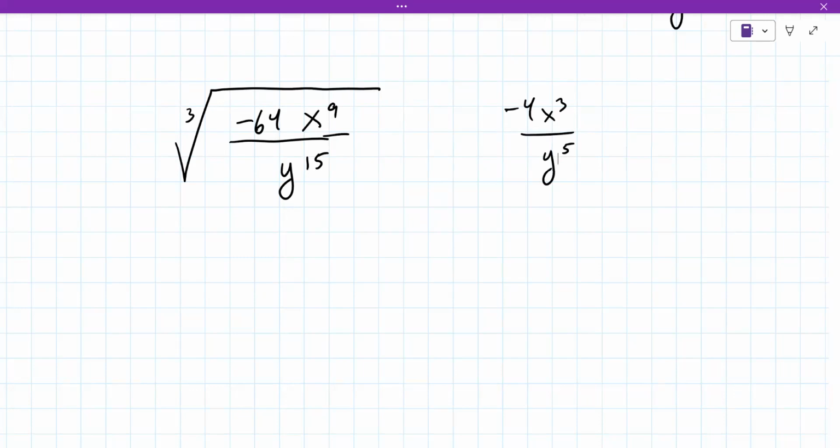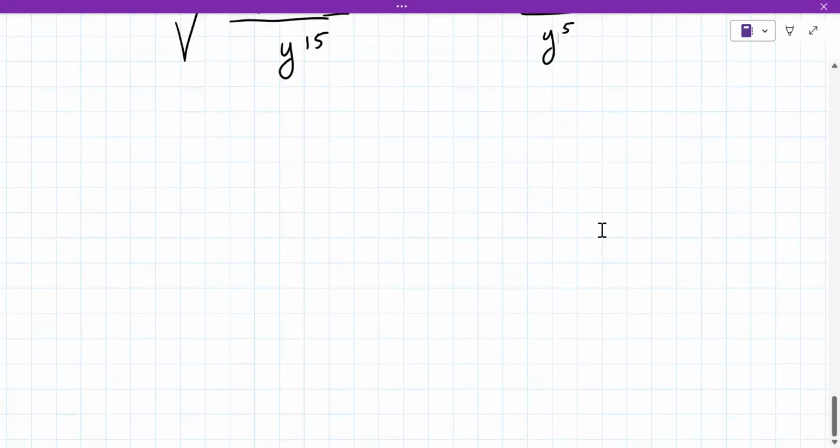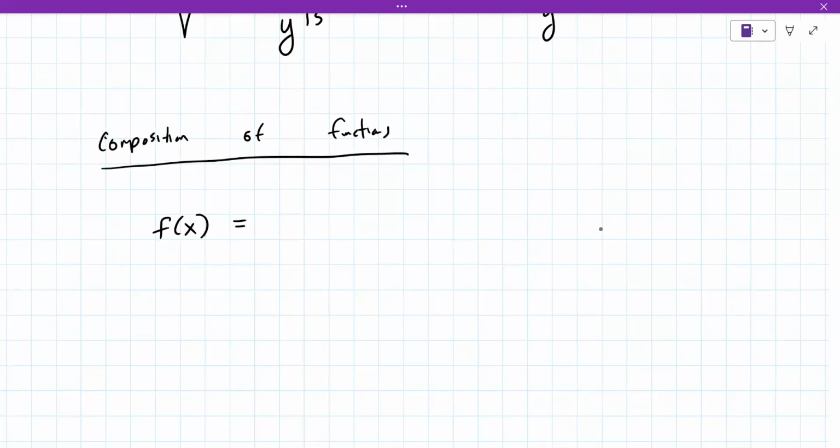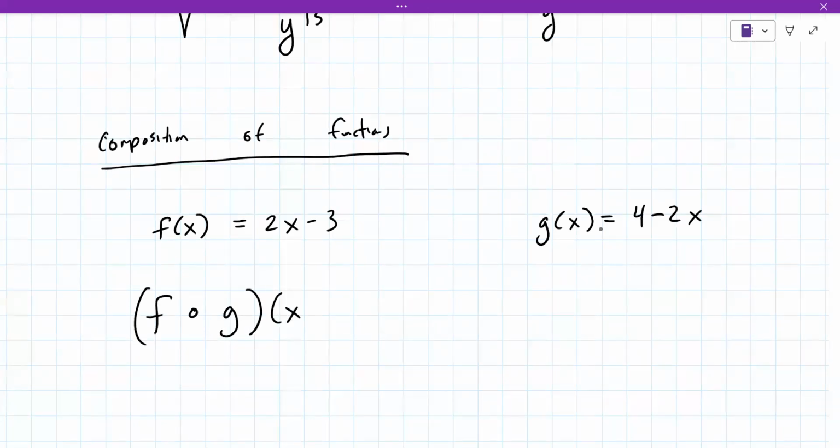We're going to next look at composition. Okay, so composition of functions. All right, so they will give you at least 2 functions. I'm going to give you 2 functions right here. F of x will be 2x minus 3, and g of x will be 4 minus 2x. And if you remember, composition means to put one inside the other. So like if I ask for f bubble g of x, this means f of g of x.